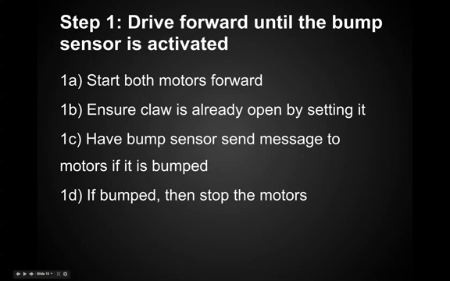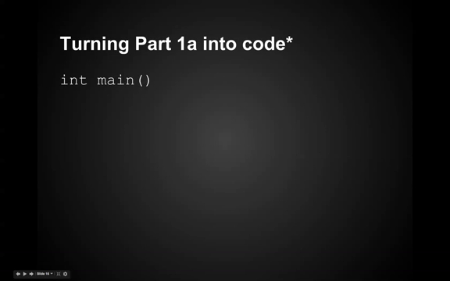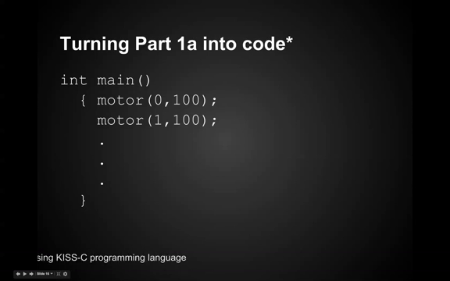What does this look like in code? Well, let's just take a look at 1A so that you can get a sense of how quickly this turns into code. We have our main function that we must have for every robot program. And all we need to do is turn on motor 0 at 100% and motor 1 at 100%. Now the ... would be a representation of 1B, 1C, 1D, etc.